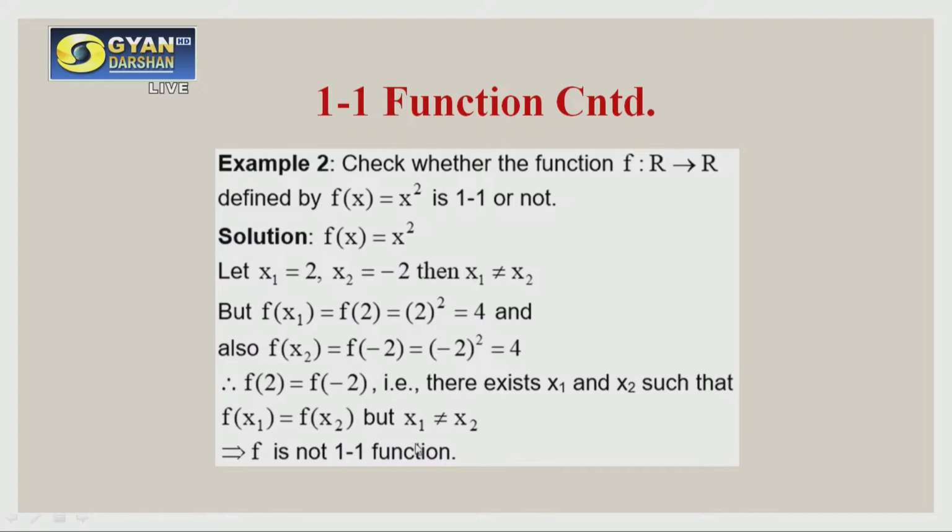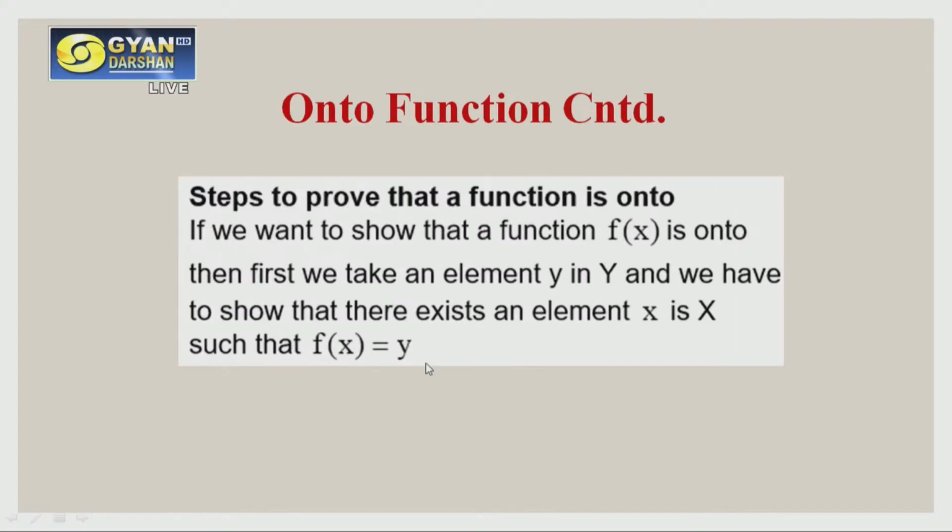And if I take another example where the function is not 1-1, because if I take x = 2 and x = -2, here x1 and x2 are not the same, but the value at 2 is 2 squared, 4, and the value at -2 is again 4. It means 2 different daughters have the same mother. So this is not a 1-1 function.